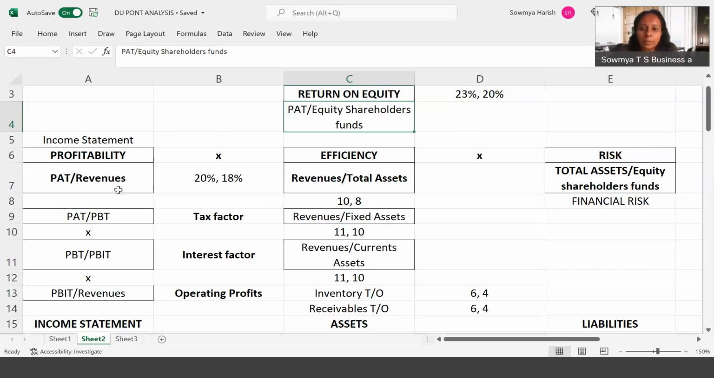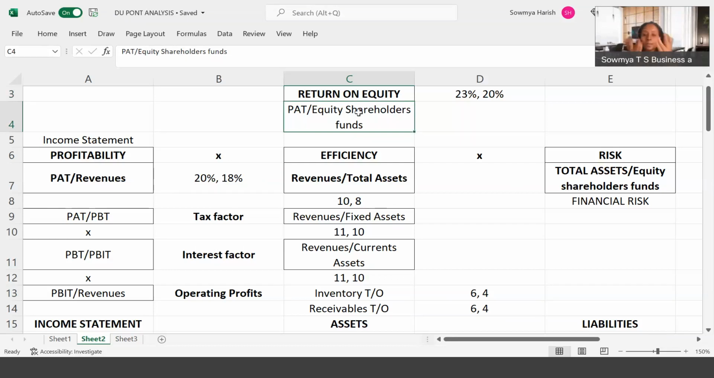PAT divided by revenues, revenues divided by total assets, and total assets divided by equity shareholders' funds. So when you multiply these three, profitability, efficiency, and risk, see this: the denominator revenue and the numerator revenue get cancelled. Then the denominator total assets and the numerator total assets get cancelled. So in the end, what you are left with is PAT divided by equity shareholders' funds. That is nothing but the return on equity.